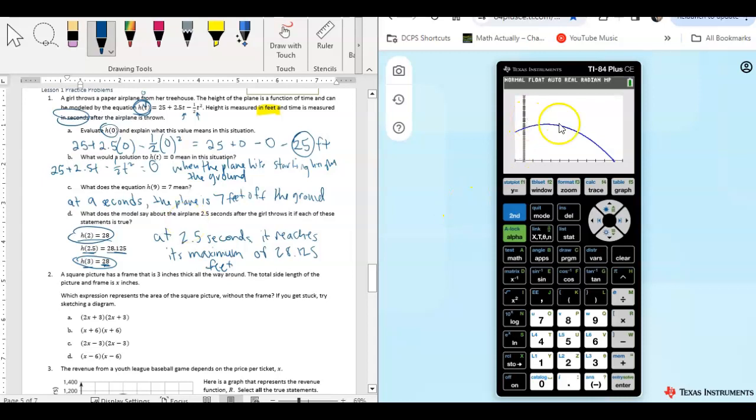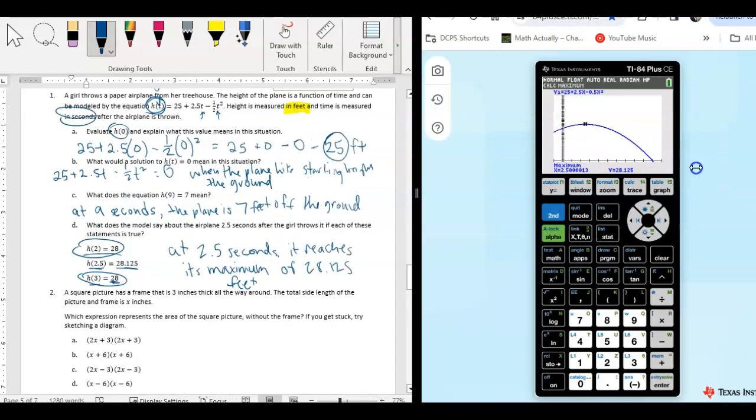Anyway, looking at this graph here, if I want to check and see if this is actually the maximum, I can go to Second, Calc, and then choose maximum here because it is open downward. Remember, it makes a frown, it's open down. So I'm going to go to the left, and then to the right of where I think my maximum is, what looks to be the highest point. Hit enter, guess, and it says maximum is at 2.5 and y equals 28.125. So that was correct. All right, so let's take a look then at number 2.